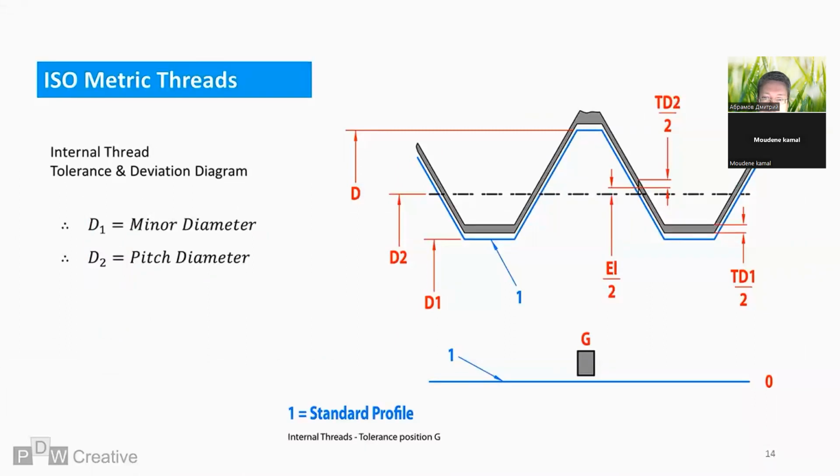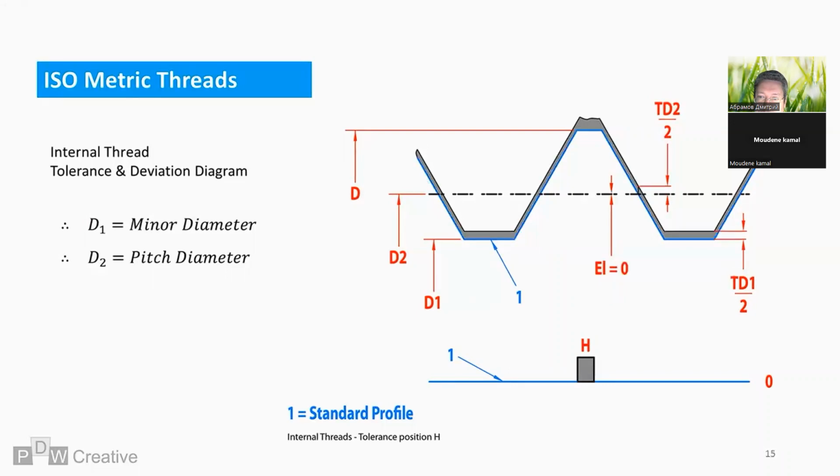Here is a diagram of the standard or basic thread profile in blue. With internal thread deviation and tolerance overlaid, EI marks the deviation for tolerance position G. The grey section marks the minor and pitch diameter tolerances applied after the position shift. The only other deviation position available for internal threads is H. H offers zero deviation before tolerance begins, and so tolerancing starts at the basic standard profile.